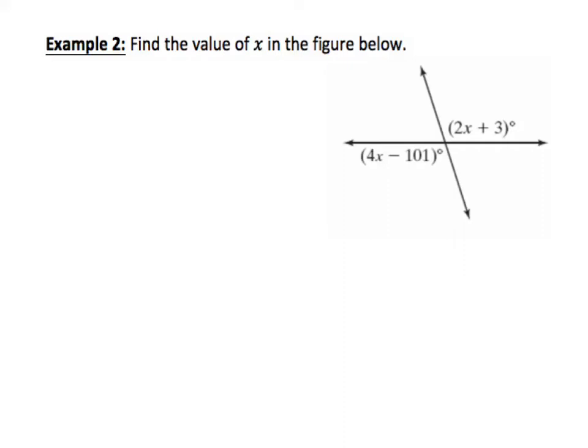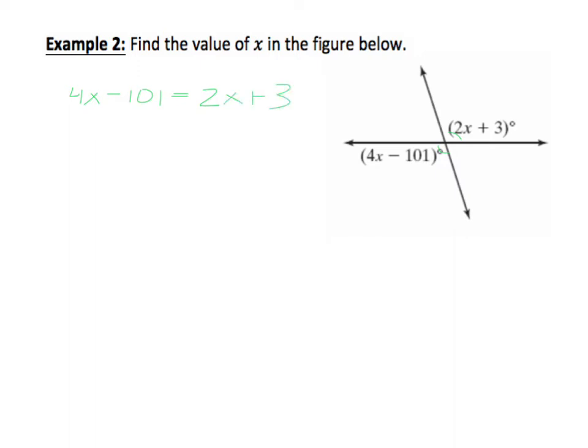In this example, we're going to find the value of x in the figure below. Notice how the two expressions that have x's in them are vertical angles, and we know that vertical angles are congruent to one another. So what we can do to solve for x is just set the two expressions equal to one another. 4x minus 101 is equal to 2x plus 3.